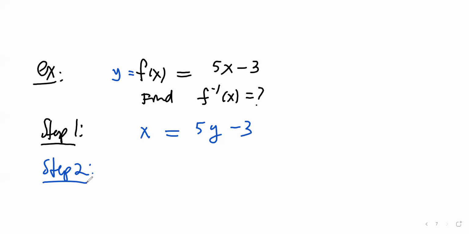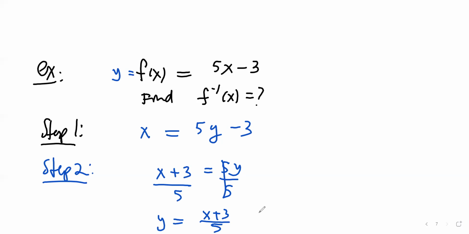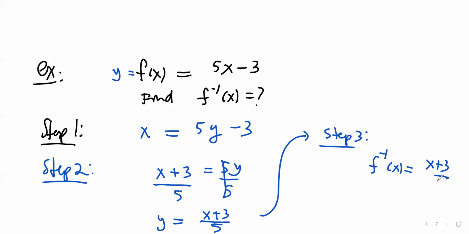To solve this for y, I will just go ahead and add 3 to both sides. So this will be x plus 3 equals 5y. And then I'll just divide both sides by 5. So I'll get y equal to x plus 3 divided by 5. Now I solved it for y, and since I solved it for y, I have the inverse, so I'll write it like this: f inverse equals x plus 3 over 5.